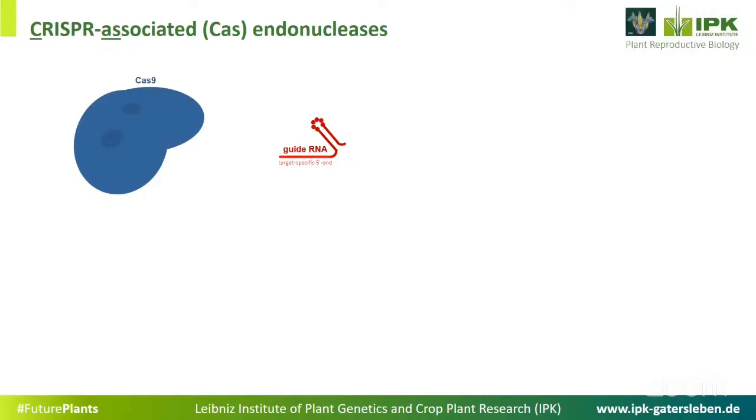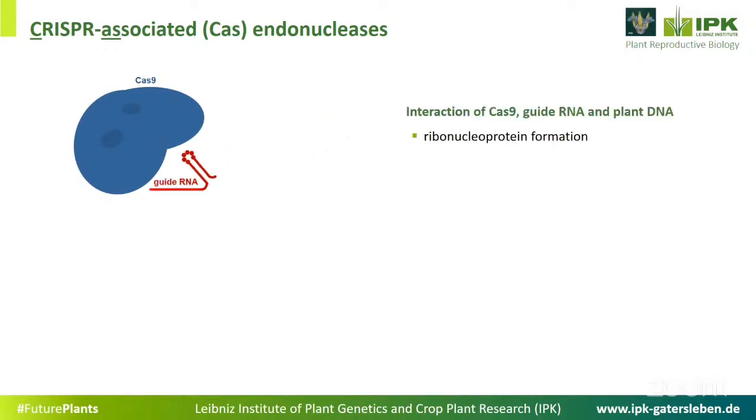As you can see here, the blue structure is this enzyme. Its name is CRISPR associated. And the guide RNA again consists of two parts. The light red part is a specific sequence which fits to the target sequence in the plant genome. It's complementary to the target sequence. And the wine red part is a kind of scaffold structure which interacts with this enzyme. So these two form a ribonucleoprotein and act together.